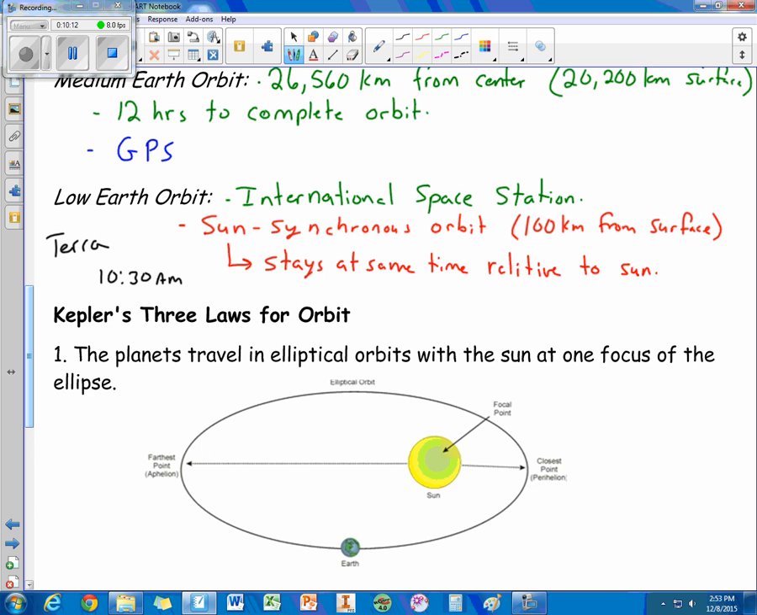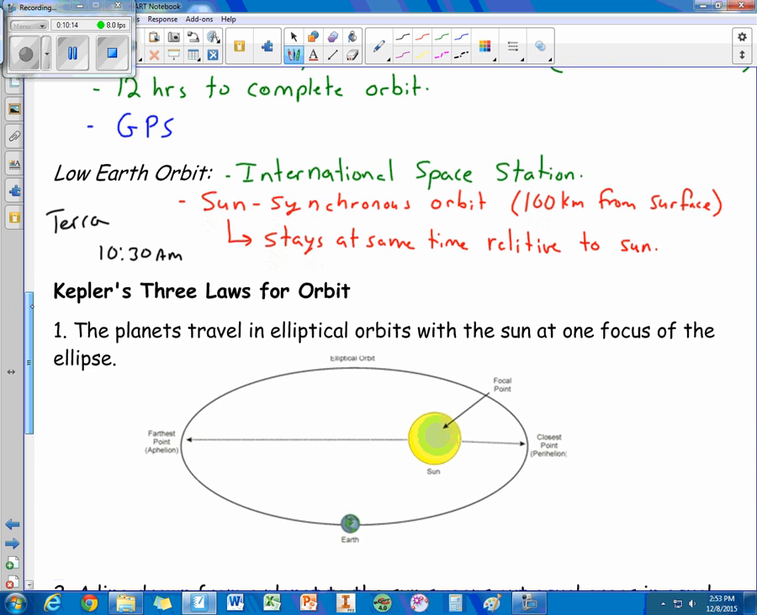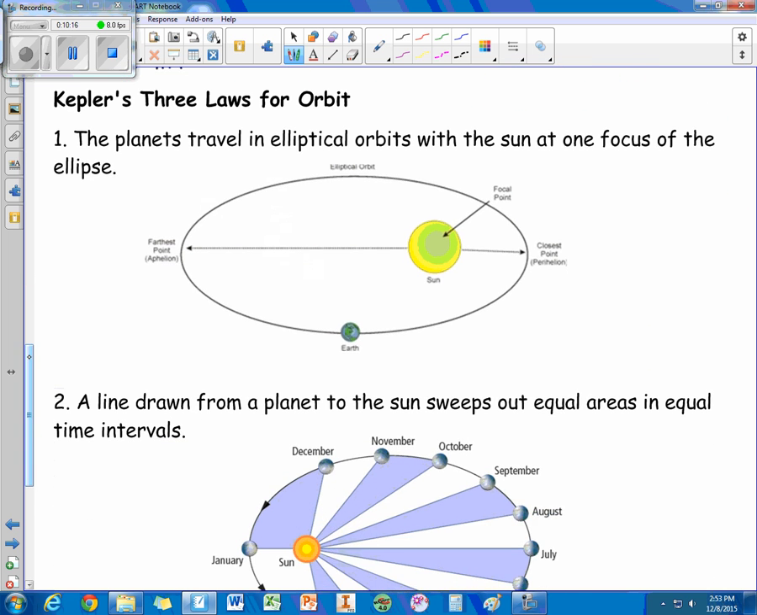All right, so those are the different orbits. One of the famous scientists who studied orbits of celestial bodies was Kepler, and Kepler created 3 laws for orbit. Kepler's first law states that planets and other satellites will travel in elliptical orbits where the sun or the planet or something is at the focus of one of those ellipses.